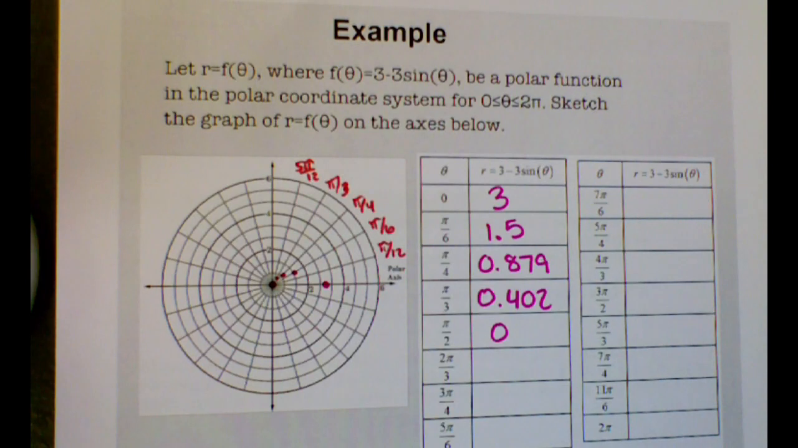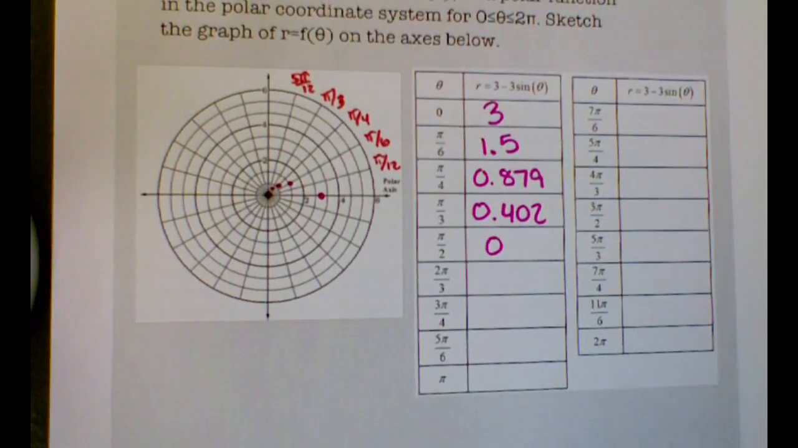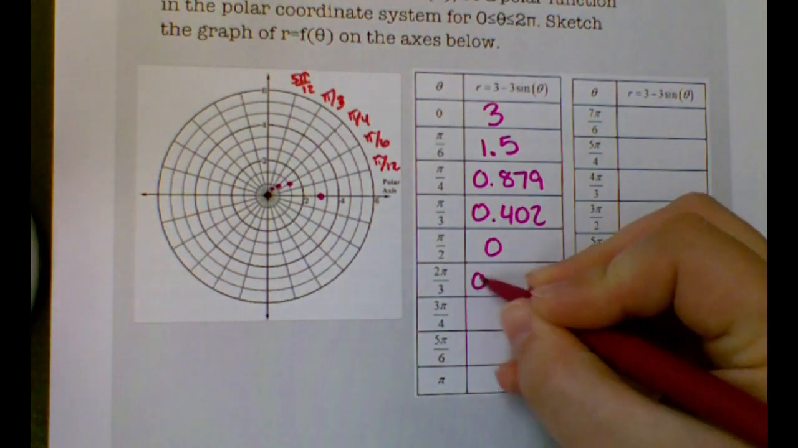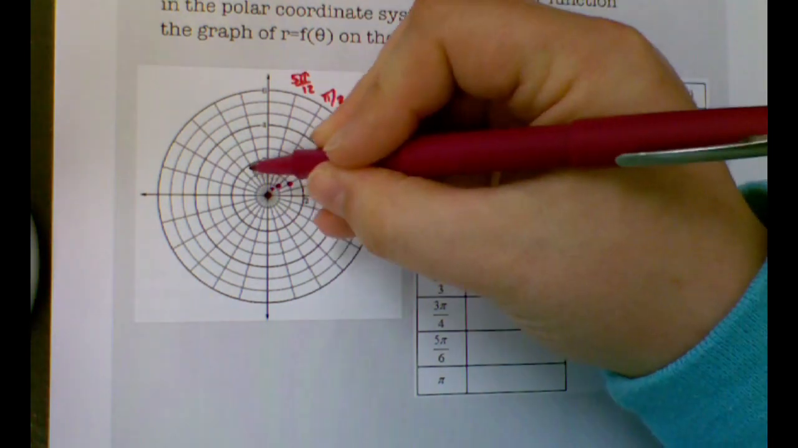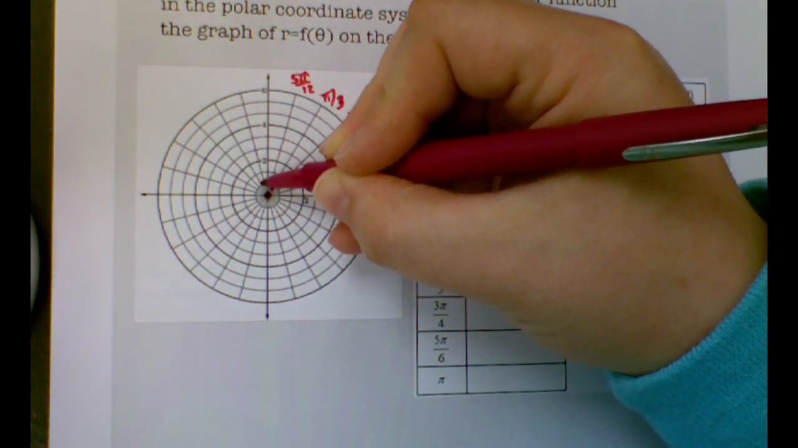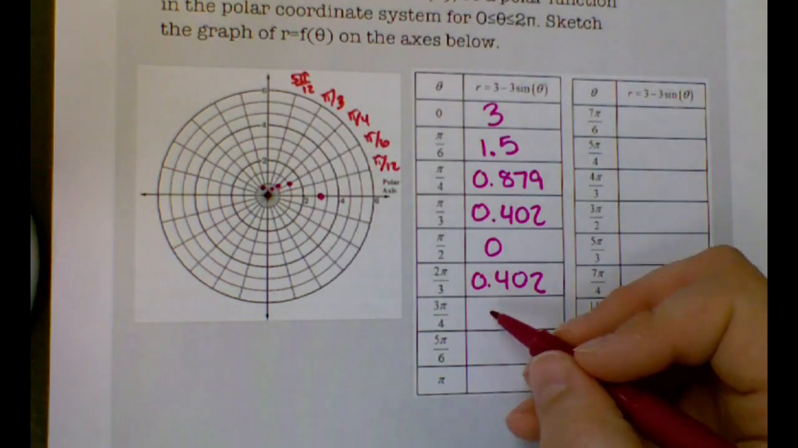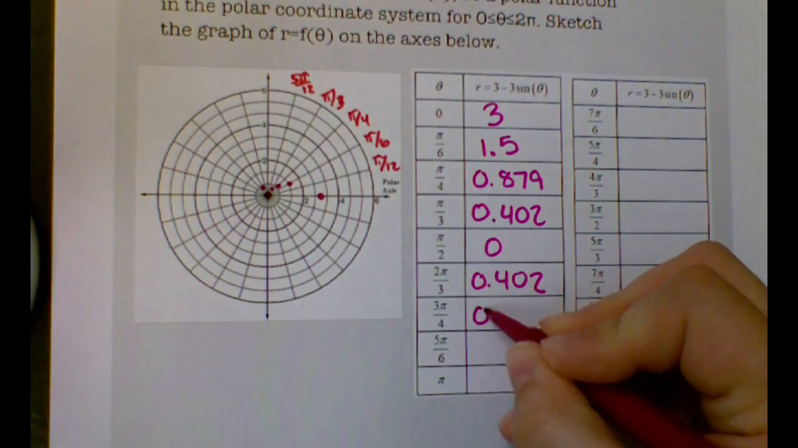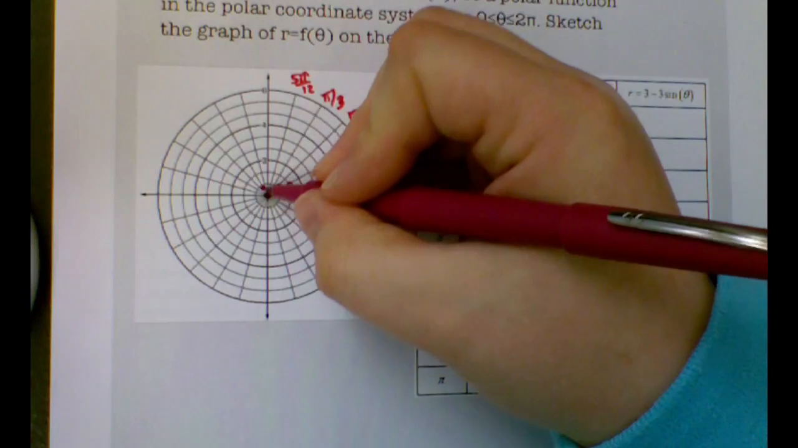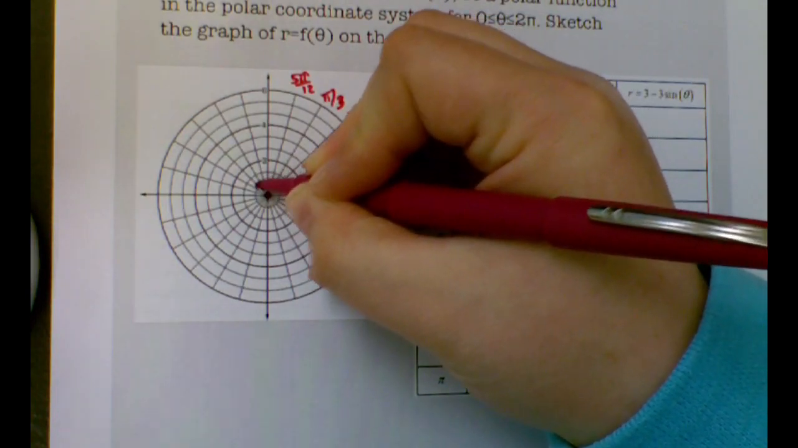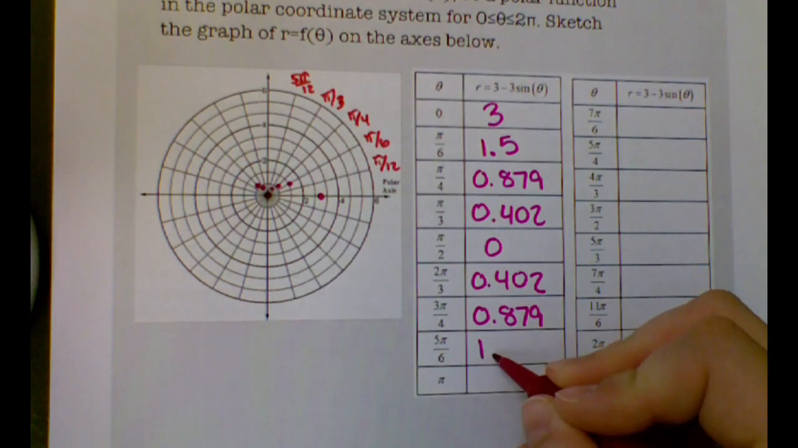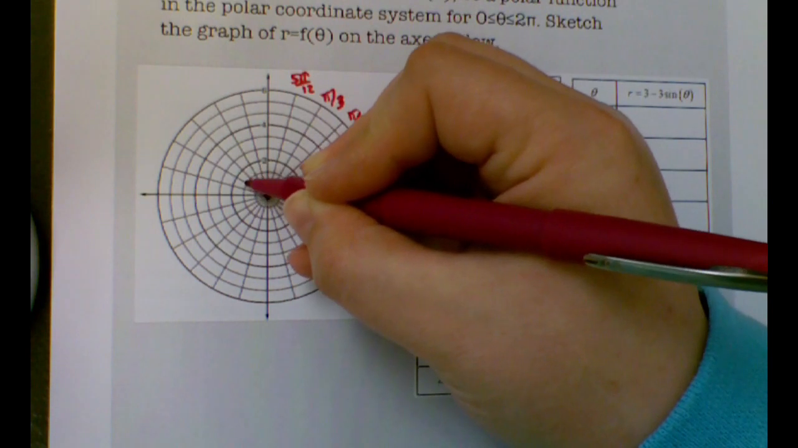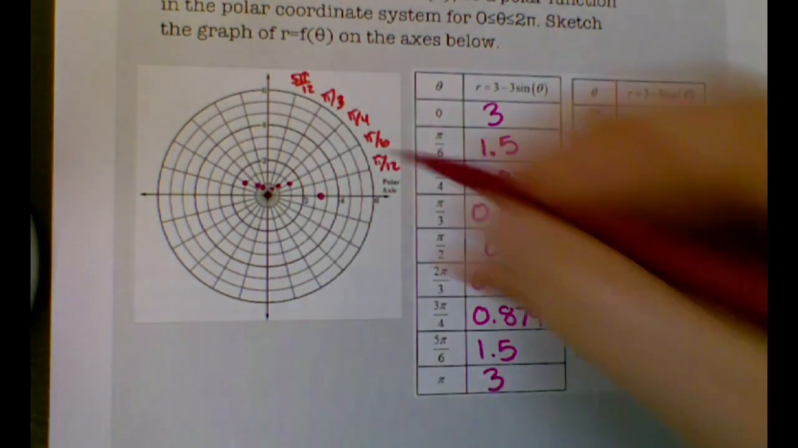Any coordinate, any angle with an r of 0 is going to be right there on that origin. All right, let's try 2 pi over 3. I get 0.402. So 2 pi over 3, about there. And 3 pi over 4. Just type in each of these in my calculator as we go, 0.879. And 5 pi over 6 is going to give me 1.5. And pi is going to give me 3 again.